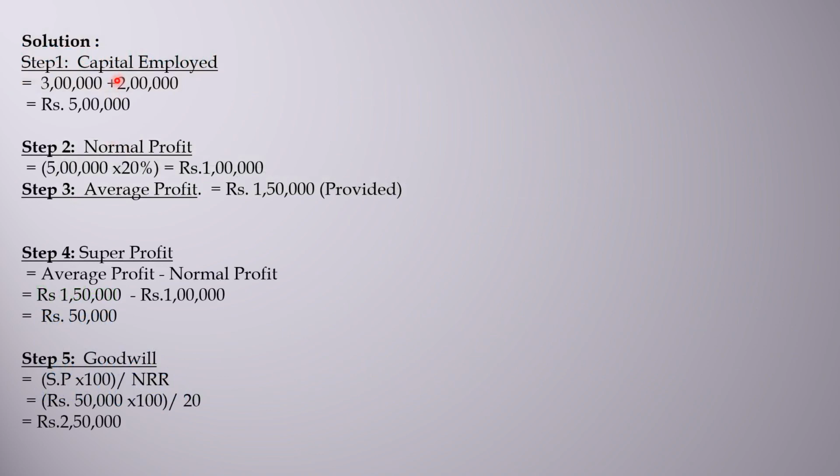Solution: first of all, total capital employed, that is Red and White, 5 lakhs. Normal profit equals 5 lakh into 20%, that is 1 lakh. The average profit is provided in the question, 1,50,000, whereas normal profit is 1 lakh. Therefore super profit equals average minus normal, that is 50,000. Therefore value of goodwill equals SP into 100 divided by NRR. So SP 50,000 into 100 divided by 20 is 2,50,000. Value of goodwill is coming.